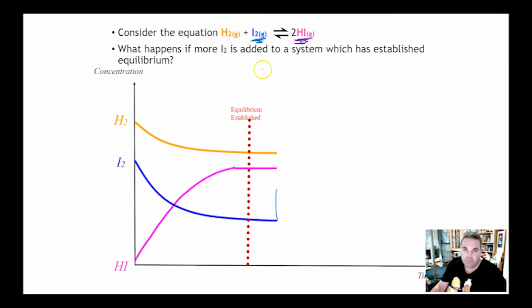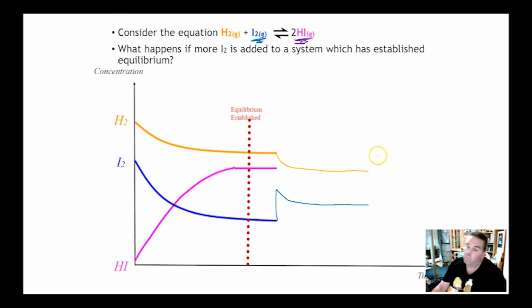Now the equilibrium shifts to try and decrease this iodine. The way it does that is it's going to use up the iodine by reacting with hydrogen to form hydrogen iodide. So what's going to happen is that the concentration of the iodine, as it is reacted with hydrogen, is going to decrease. Now, because it is reacting with the hydrogen gas, the hydrogen is also going to decrease.